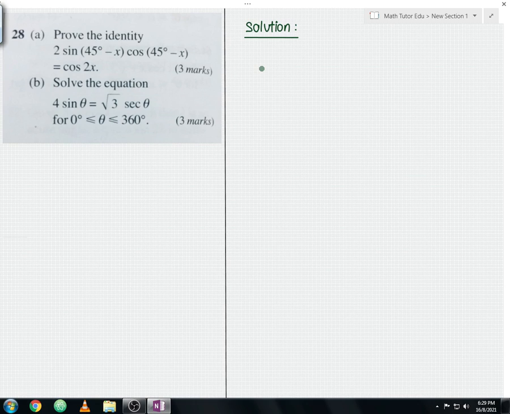Now I'll be discussing Form 5 Additional Mathematics, Chapter 6 Trigonometric Functions, Long Question Example 4.